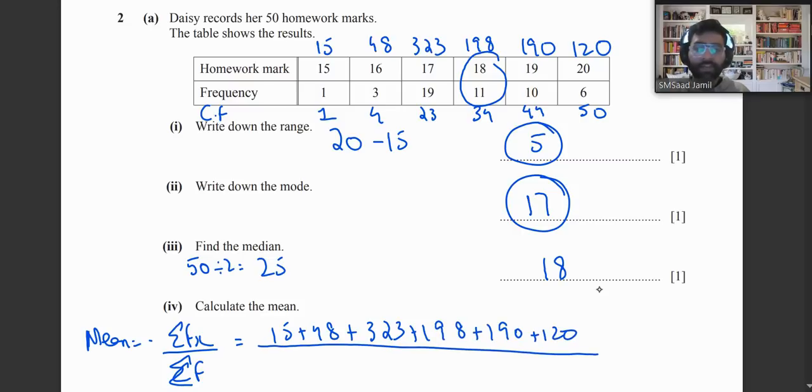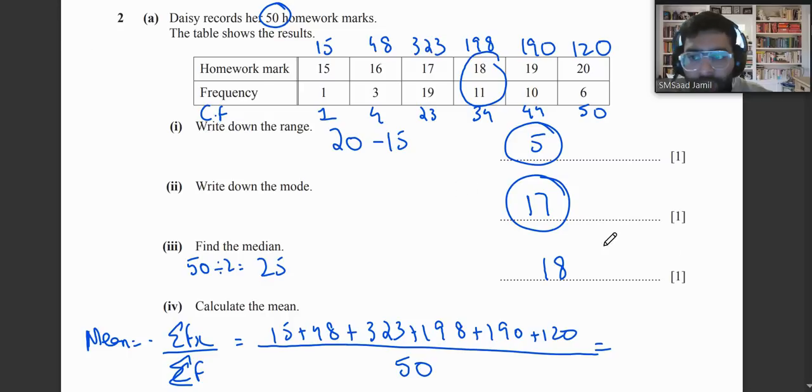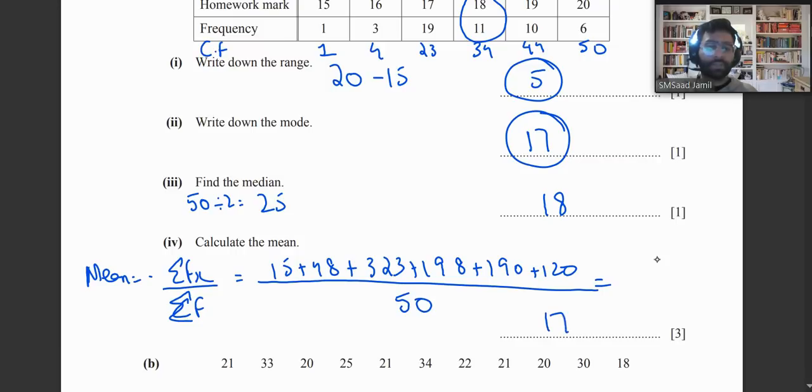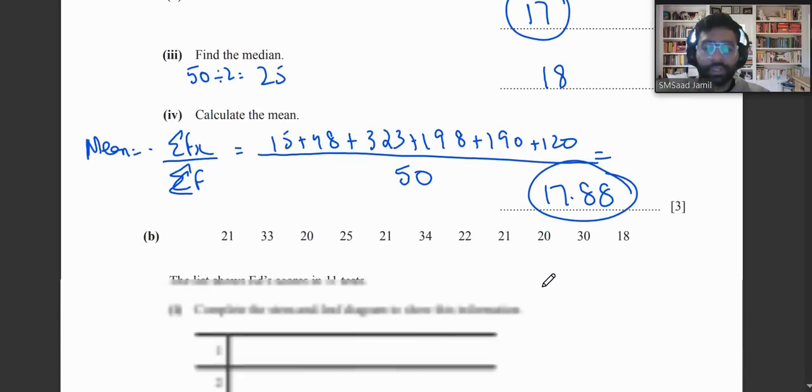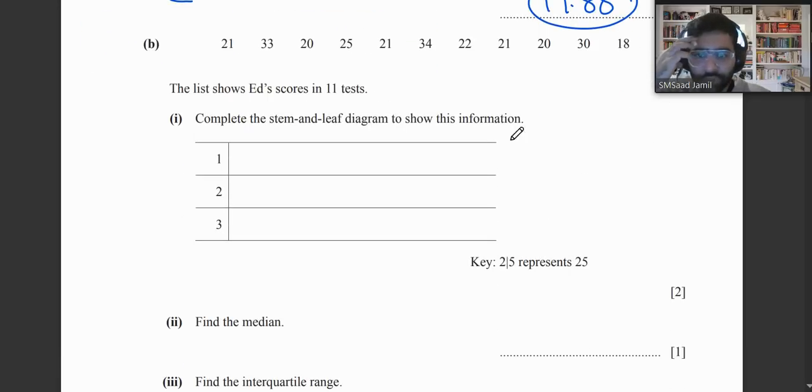Divide it with sigma fx upon sigma f. Total frequency is 50. It's already written over here. You will divide it with 50, guys. So let's do it together. 48 plus 323 plus 198 plus 190 plus 120. Divide the whole thing by 50. So mean turns out to be 17.88. Okay.